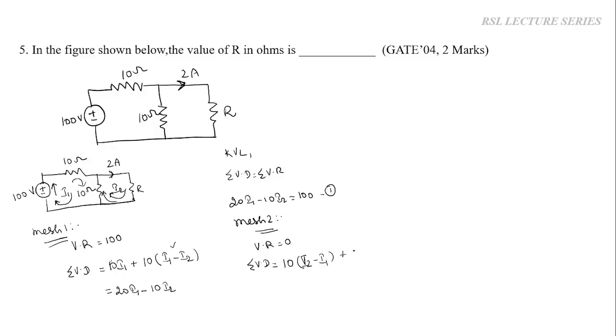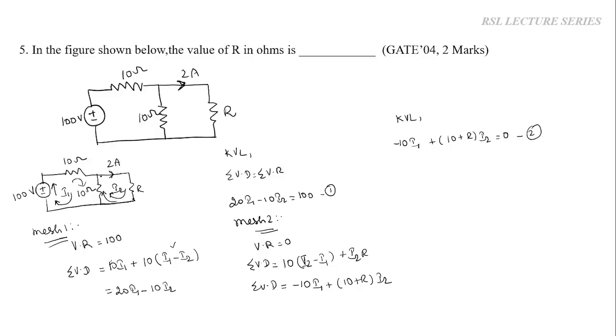Again, the current flowing through this R is I2, so I2 into R. On simplification, we get minus 10 I1 plus (10 plus R) into I2. This is the sum of the voltage drops. So the KVL equation for mesh 2 is minus 10 I1 plus (10 plus R) into I2 equals 0. This is the second equation.